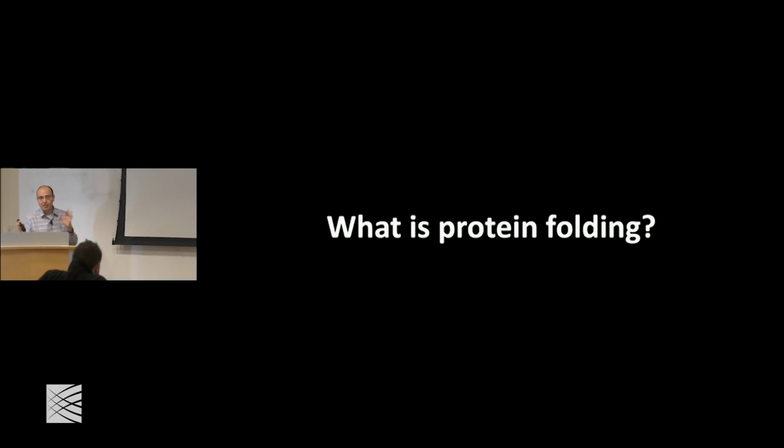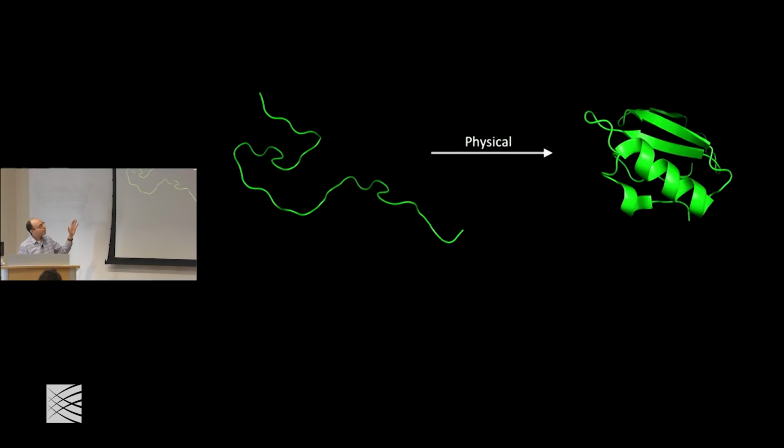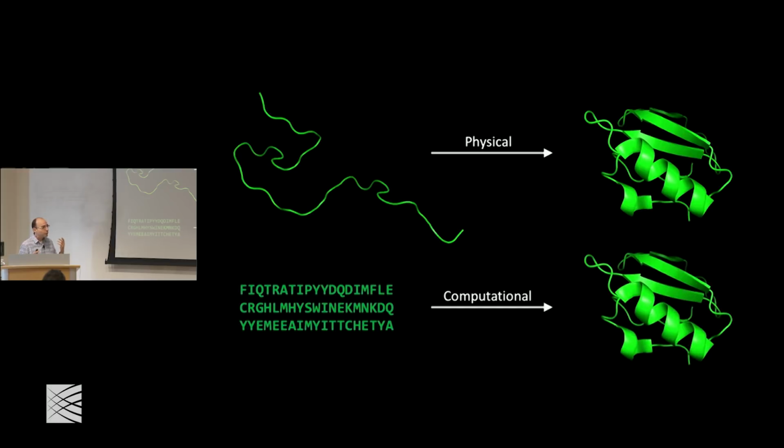So just to make sure everybody's on the same page, what is protein folding? The basic physical process has to do with these unstructured polypeptide chains that we call proteins, which through largely self-assembly take on a well-defined three-dimensional conformation, a low-energy state that corresponds to a three-dimensional structure. And what we would like to do is build a parallel computational process that goes from the sequence to that structure, so basically predict how these things fold.